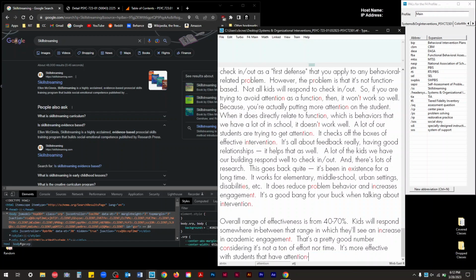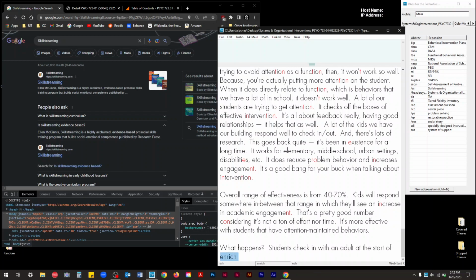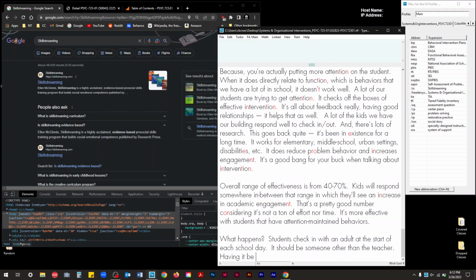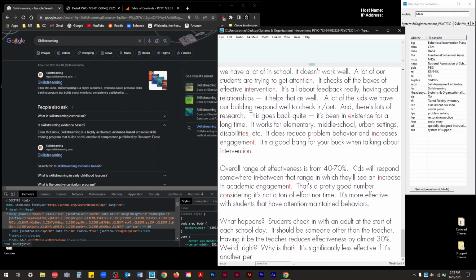So what happens is that students check in with an adult to start each school day. So you check that one off. The check-in should be someone other than their teacher. When it is their teacher, you reduce the effectiveness by about 30%. Weird, right? Why would that be? Why is it that if I'm their teacher and I'm doing check in, check out with them, it is significantly less effective than if it's this other person, the nurse, right? Why do you think that works that way?